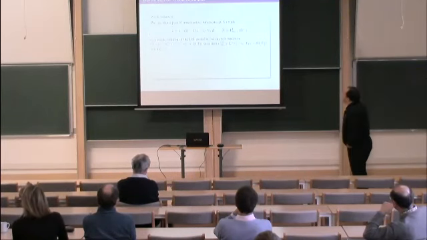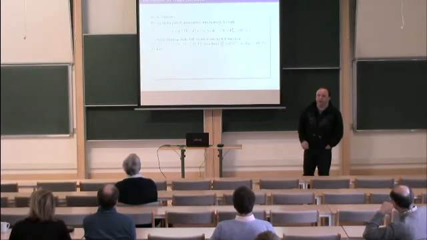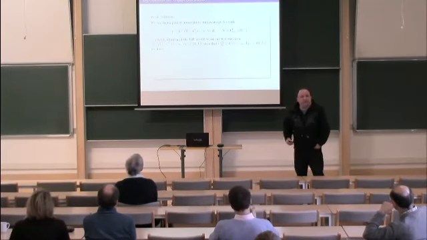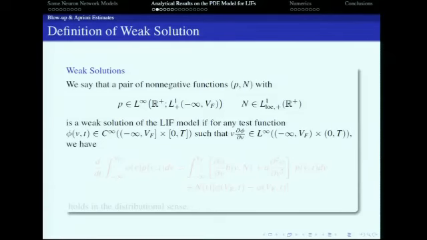So first, I'm going to tell you in which sense I'm going to consider a solution of this problem. The problem here is that the nonlinearity, as I said, comes from a boundary condition. So that's why I say that we have a solution: a pair of functions, the probability density p, which lives in the interval from minus infinity to V_F, and n of t, which is going to be its mean firing rate at the end of the day. But what I'm going to assume is that it's an L1 loc in time function.